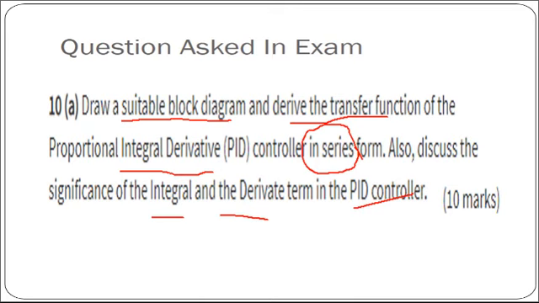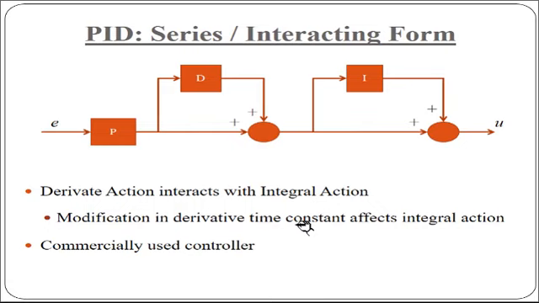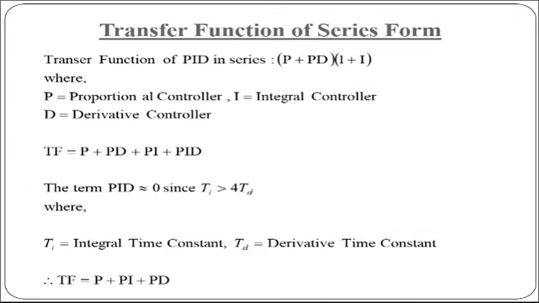Before I proceed, I'll tell you why the PID controller can be used in combination. What are the exact characteristics of the PID controller? There are a few characteristics and advantages of the PID controller. As the question asks, we use it in series form with the comparator. In this form, the derivative action interacts with the integral action. Modification of the derivative time constant affects the integral action, and it is commonly used as a controller with its own advantages.